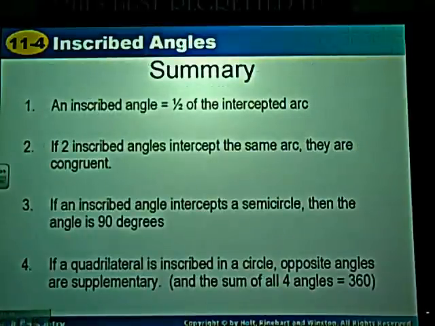So, a lot of good stuff. The bottom line is any inscribed angle is half of the intercepted arc. And from there you just know, well, if two angles intercept the same arc, they must be congruent. If it intercepts a semicircle of 180, it must be a 90-degree angle. And if a quadrilateral is inscribed in a circle, those opposite angles have to be supplementary, 180, because their two arcs together hit the whole circle. Okay? So that's 11-4, and see you in class.